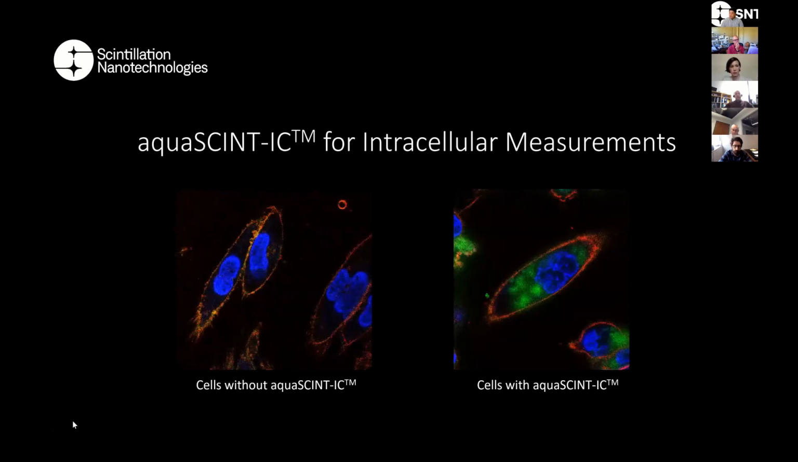Our third branch of products is Aquasyn IC for intracellular measurements. This is something that we are getting into now. And that is that because our particles are so small, they will actually go inside of cells. So on the left here, you can see some cells. These are actually CHO cells without any of our particles. And on the right, the particles are shown in green. So these cells have taken in the particles.